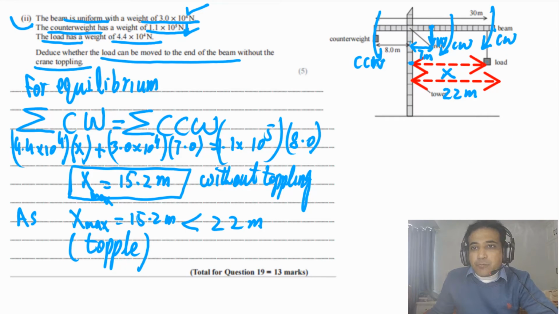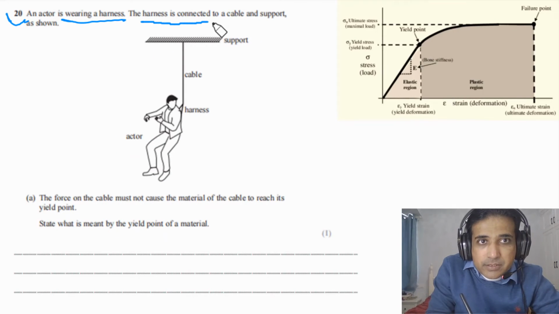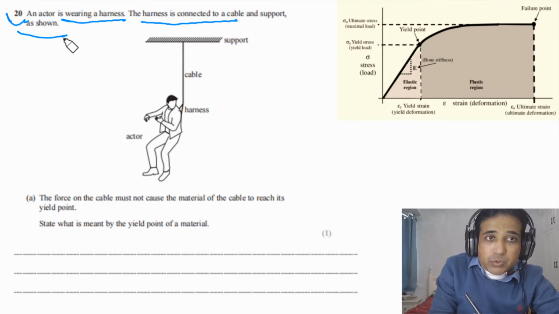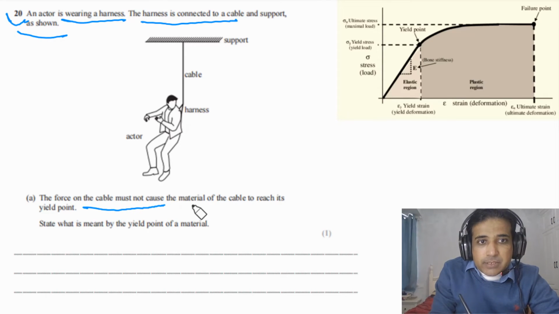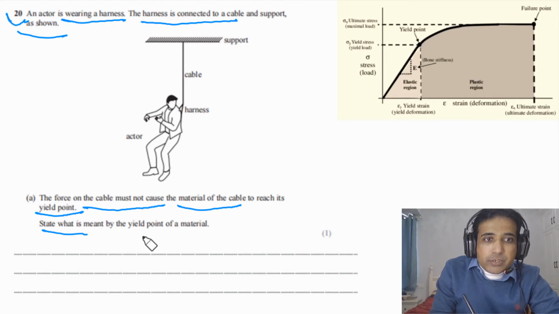And this question has 5 marks. If you have written your answer in this form, and finally concluded, you will get 5 marks. Question 20 says an actor is wearing a harness. The harness is connected to a cable and support as shown in the figure. The force on the cable must not cause the material of the cable to reach its yield point. State what is meant by the yield point of a material.